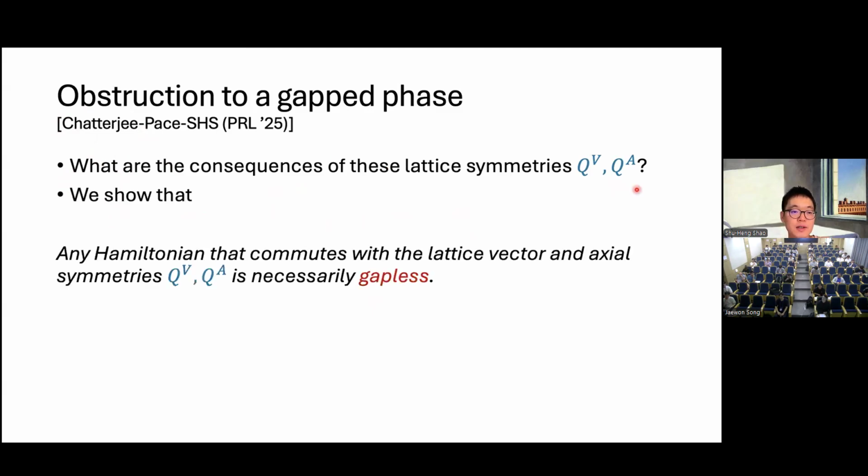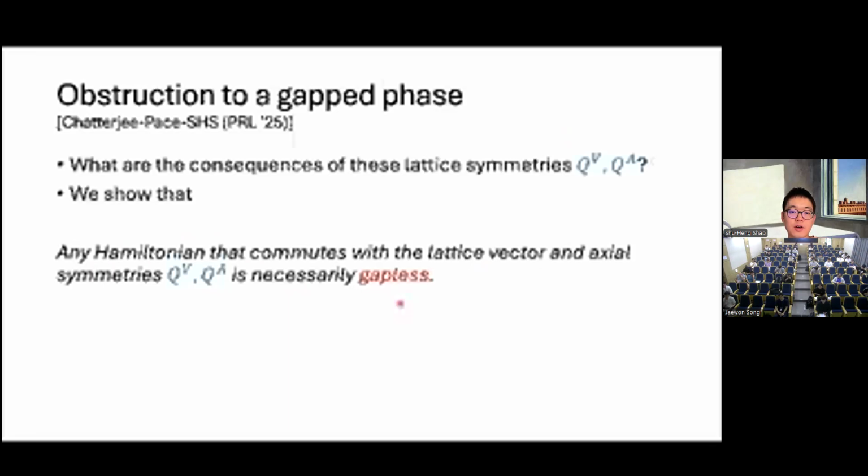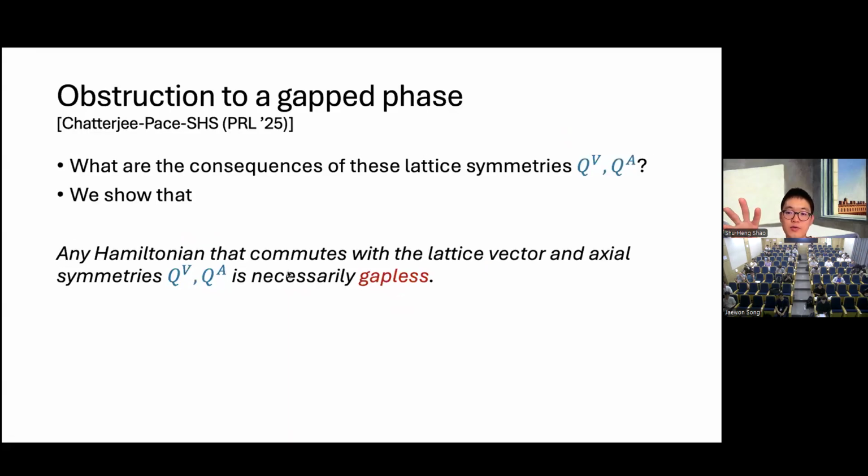Now, what we showed is that any local lattice Hamiltonian that commutes with the QV and QA symmetries must necessarily be gapless. So I started the talk with this free fermion model, and that model has QV and QA as its symmetries. But you can ask, what are the more general Hamiltonians that are also invariant under QV and QA? And what we are able to show is that any such Hamiltonian must necessarily give you a gapless spectrum.